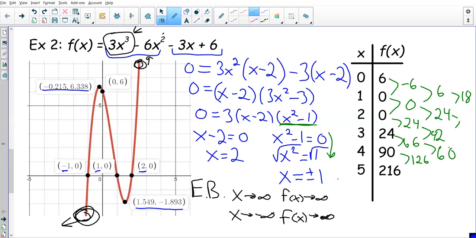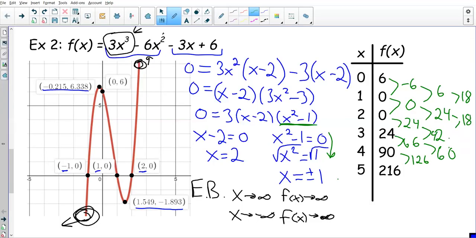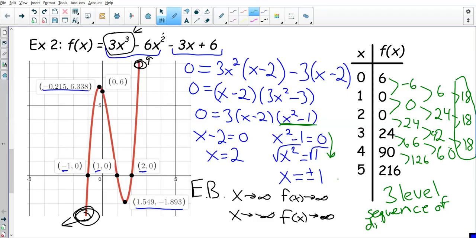Because now I'm seeing what I hope some of you had seen in the first place. But 42 minus 24 gives me 18. 60 minus 42 gives me 18. And I can see that I get a constant in my third level sequence of differences for my cubic. So what we can imply from this is that depending on the order of our polynomial, that's going to tell me where I'm going to see a constant in my sequence of differences.